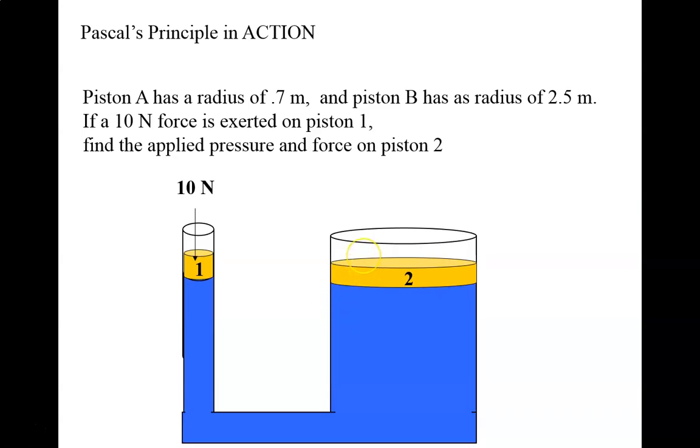So let's work a math problem with this. This is a little bit more mathy than the ones we've been doing. So we've got piston A, it's got a radius. And when we deal with pressure, we've got to deal with areas, not radius. What's the area of a circle? Pi r squared. So this piston's got a radius of 0.7. This piston has a radius of 2.5 meters. We're going to exert a force of 10 newtons at this piston. What's the applied pressure? And what's the force applied to piston 2?